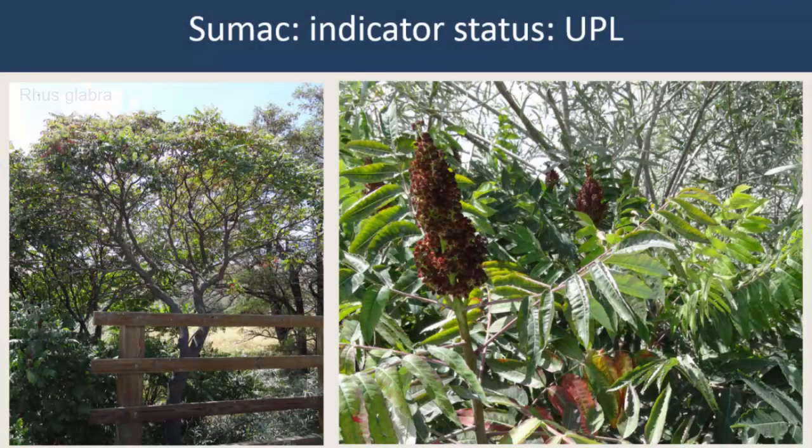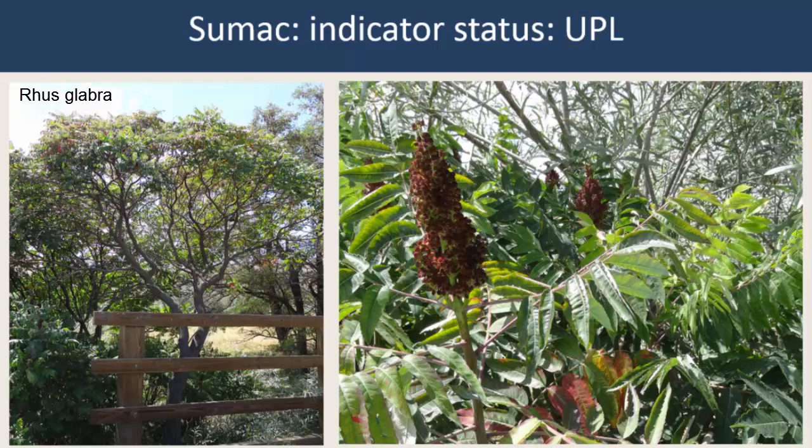Sumac, or Rhus glabra, is a common shrub or tree-sized native plant found in drier portions of the riparian area. It is easily recognized by the dark red spikes at the end of stems and the very large compound leaves, which can have between 7 to 29 leaflets. Because this particular species is not listed in the most recent plant list, one can assume that it has an upland plant status.